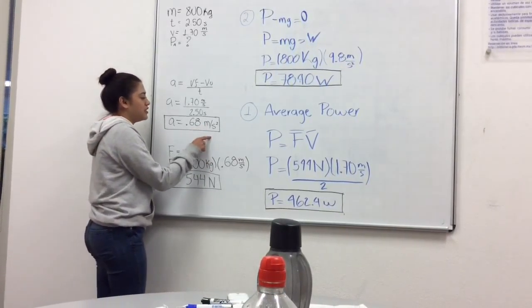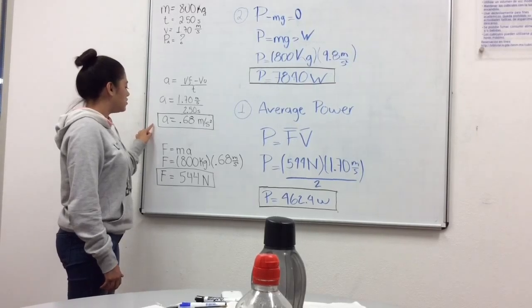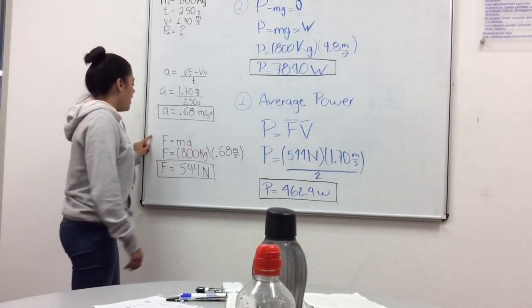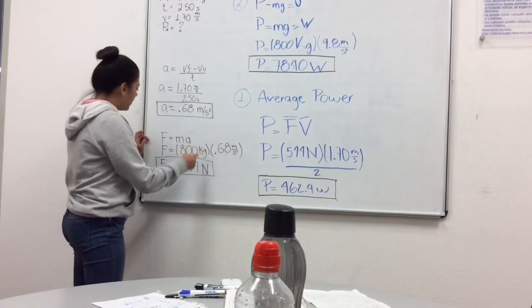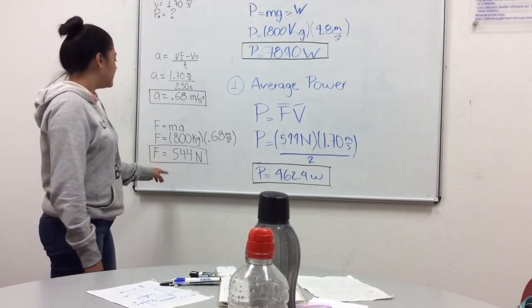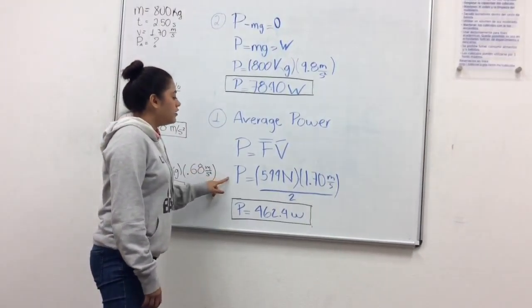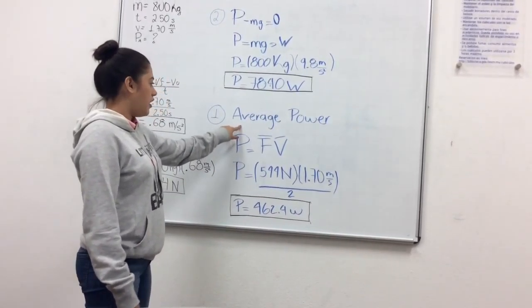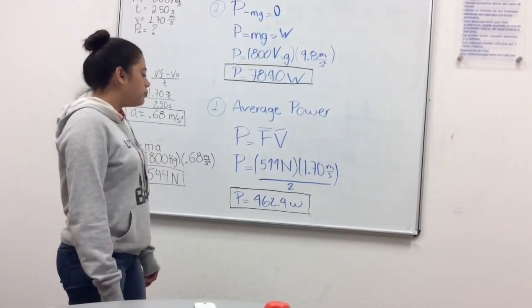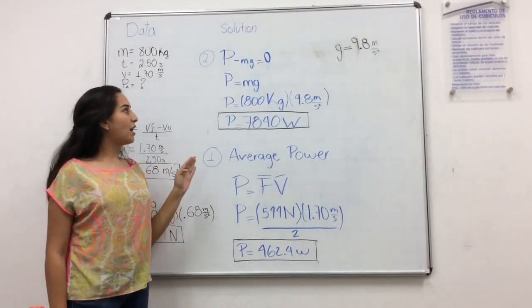The result is 0.68 meters per second squared, and so we know the acceleration. Then we substitute the value of the acceleration in the formula of the force, and we finally know the force, that is 544 newtons. Then we substitute the values that we already know, and we divide over 2 because it's the average power, and the power is equal to 462.4 watts.